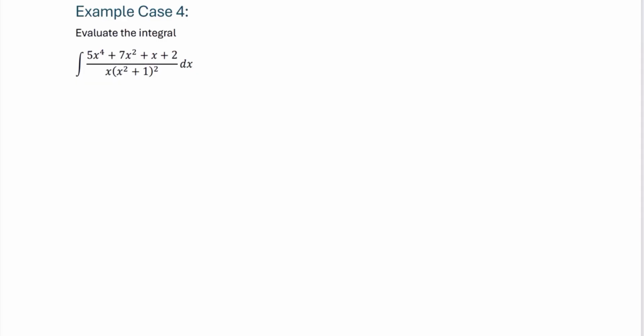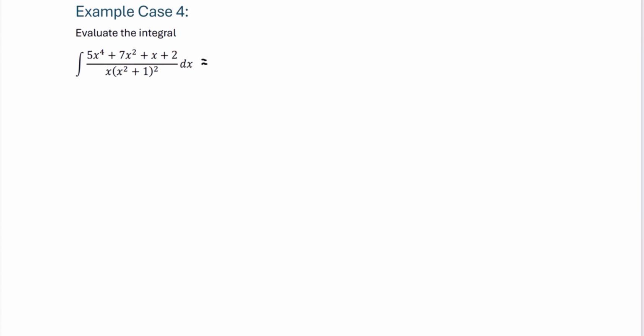Let's integrate using partial fractions. Recognize that the denominator has an irreducible quadratic factor that has been repeated. That's what makes this case 4. To begin with, I'm going to temporarily ignore the integral and focus on just the partial fractions.